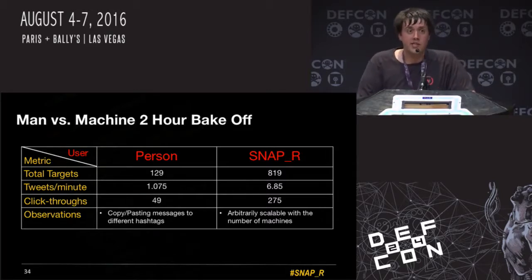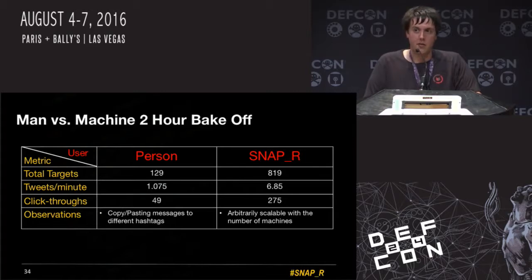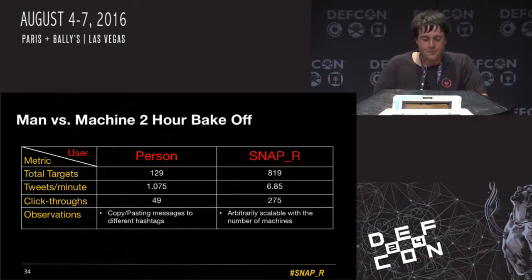We used one instance of our tool, so one instance of Snapper running, and in those same 2 hours, Snapper tweeted at 819 people, which comes out to 6.85 tweets per minute, and 275 of those people had clicked through. And we want to emphasize that this is actually arbitrarily scalable with the number of machines you have. The major limiting factors are actually rate limiting and the posting mechanism.